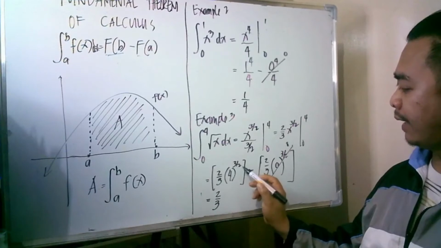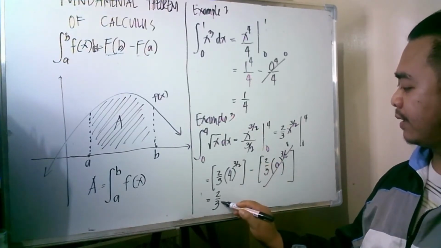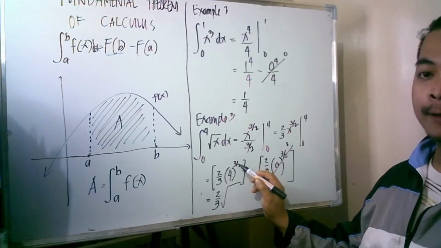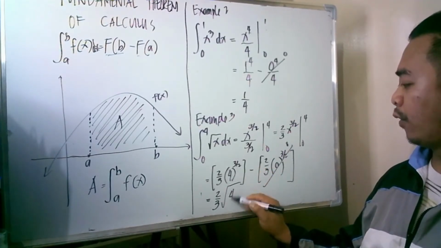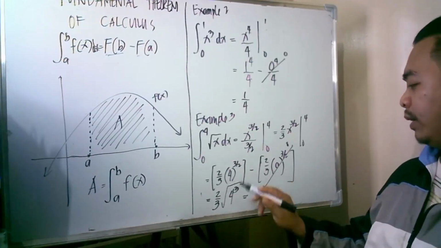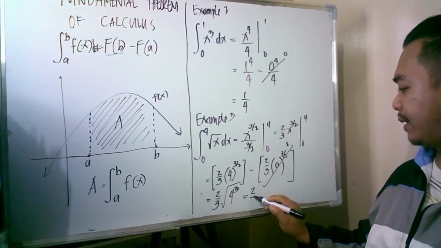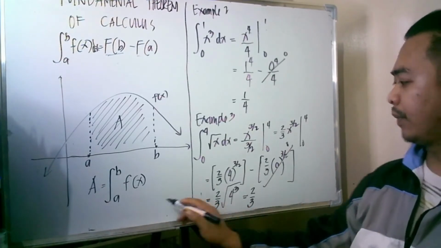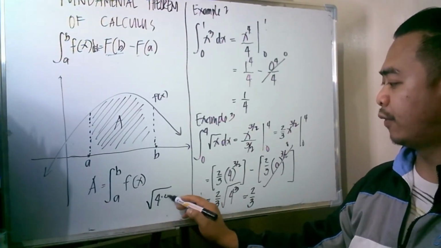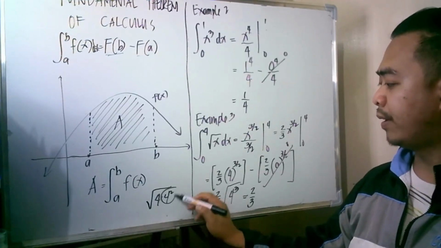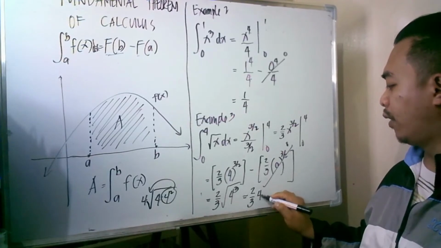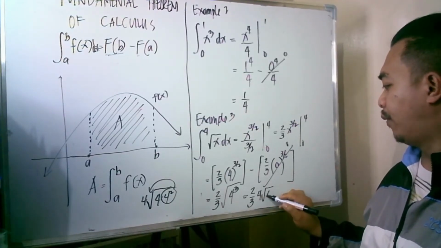2/3, ang number na ni-raise sa fraction, that is the same as square root of, bakit square root? Kasi 2 yung denominator ng exponent, 4 cube. Ano yung 4 cube? Or pwede ba natin itong i-simplify pa? Yes, this is the same as, ang 4 cube, that's the same as 4 squared, no? Ang 4 squared, pwede na natin siyang ilabas as 4. Kaya yung sagot dito ay 4 square root of 4.